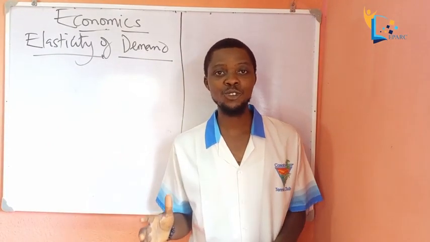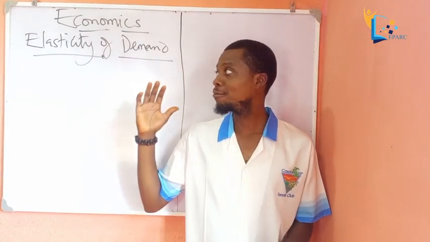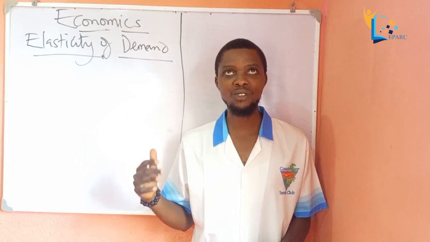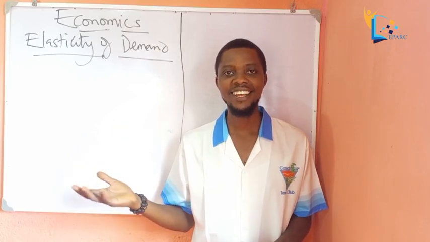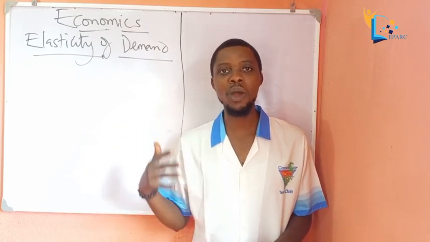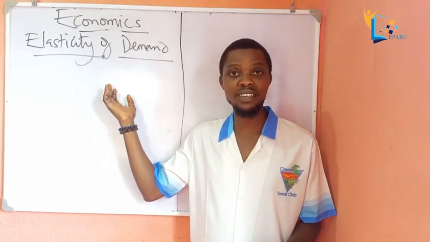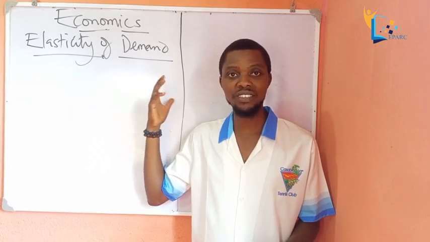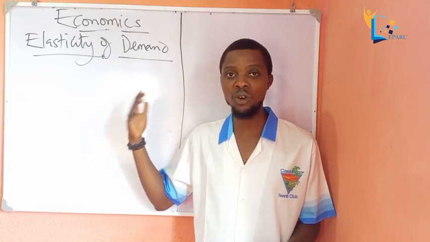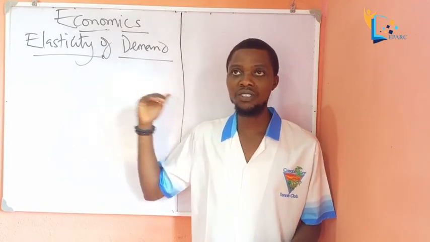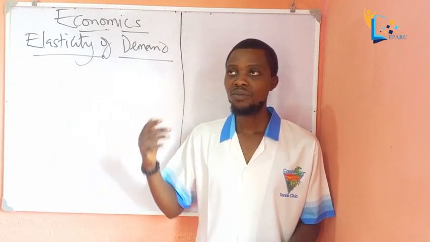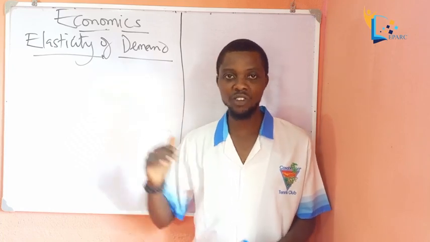This is part three of the theory of demand. We are continuing from where we stopped. We've looked at the movement or shift in quantity demanded, or movement along the demand curve. We have looked at the types of demand. Now we're going to look at the elasticity of demand.